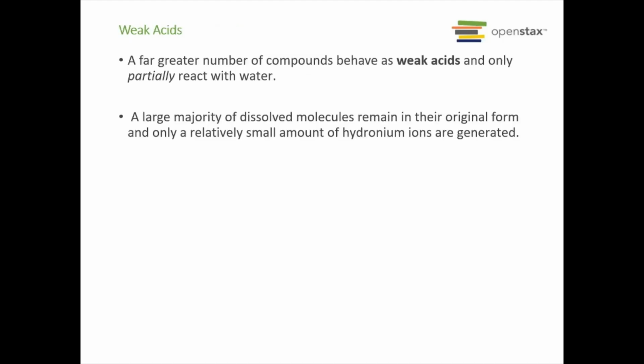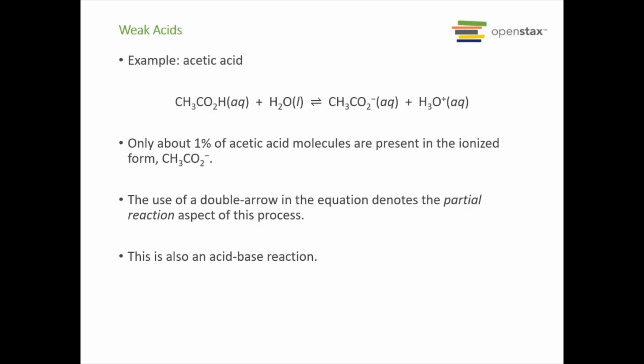And weak acids only partially react with water. So most of them stay together in their original molecular form. Only a small number of them allow a hydrogen to transfer over to water to make a hydronium. And there's way more of them. For instance, acetic acid, aka vinegar. You put acetic acid in water, you make a small amount of hydronium and acetate, and you have this double arrow reaction. We are not getting into this right now, but basically what it means is this is a partial reaction. It's a reversible reaction.